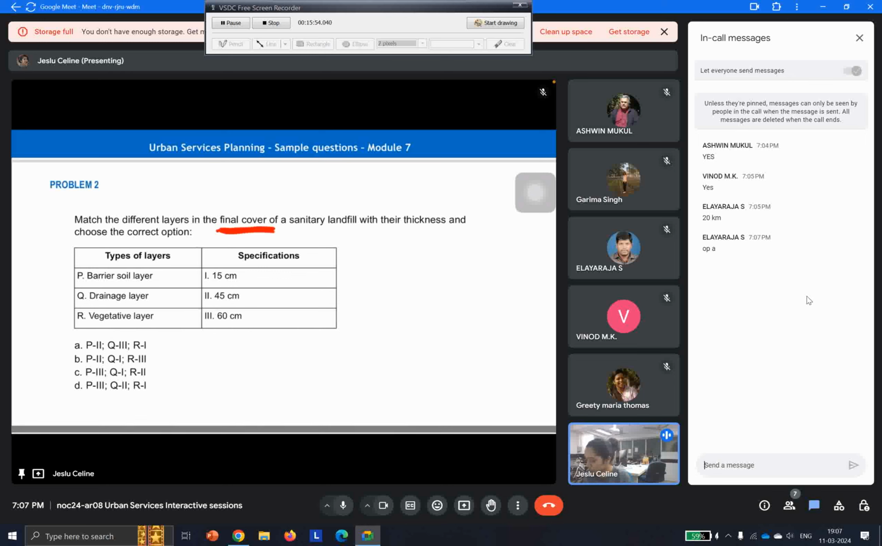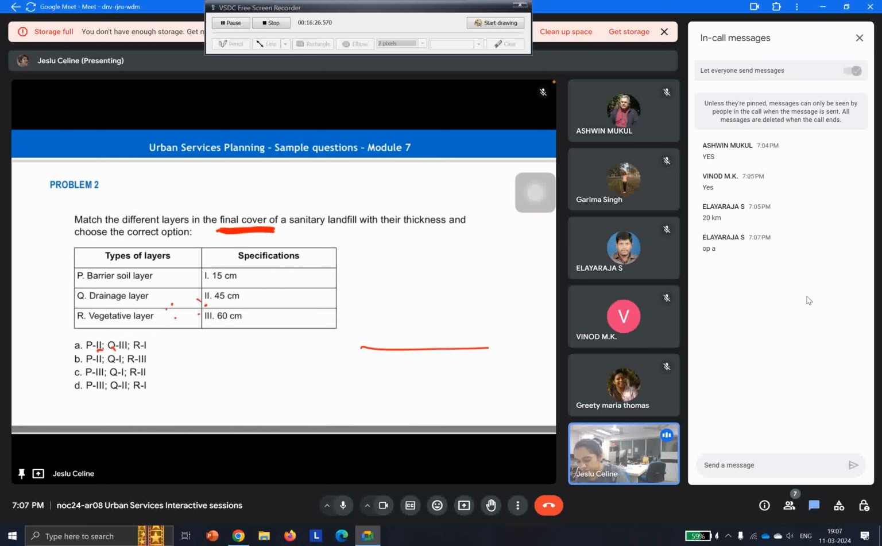Okay. So option A would be barrier is 45, and as per that, drainage would be 30 and vegetative would be 15. Okay, anybody, any other answer? Do you want to, somebody, any other answer or difference of opinion? No one? Okay, so let's see these three layers, how they come or what is the order in which the layers are there.